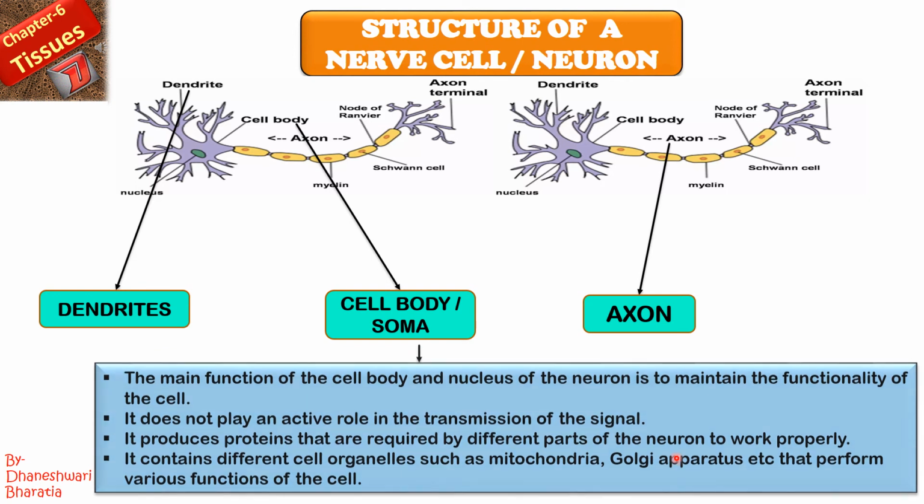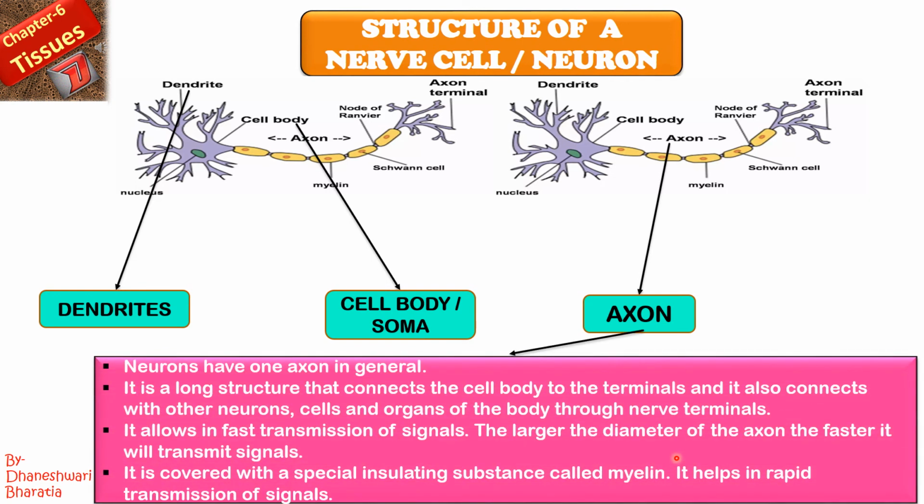Now if we talk about the axon, there is one axon in general, a thread-like structure which you can see here, right? It is a long structure which connects the cell body to the terminals and also connects with other neurons, cells and organs of the body through nerve terminals. It allows fast transmission of signals. The larger the diameter of the axon, the faster it will transmit the signals.